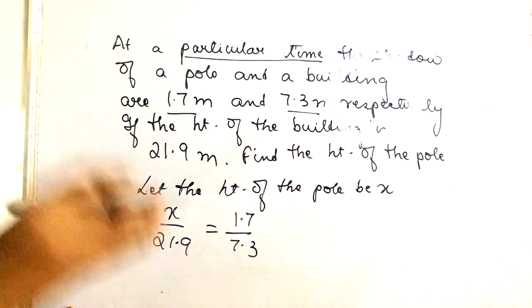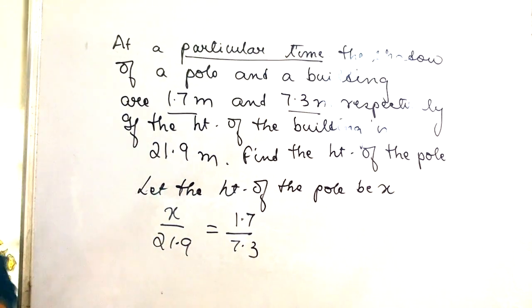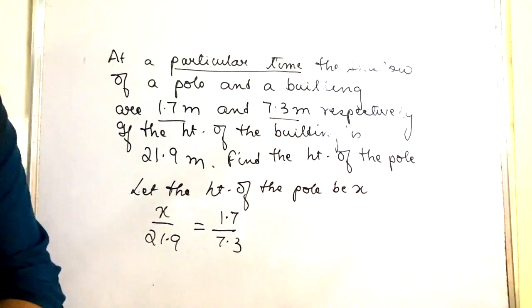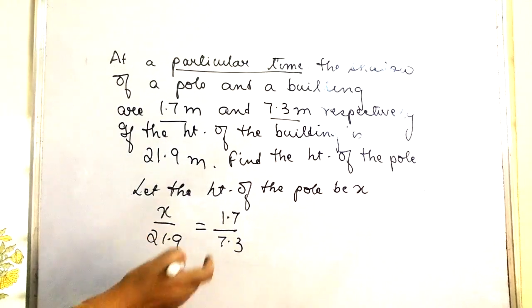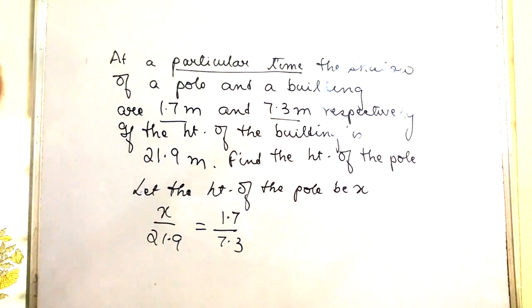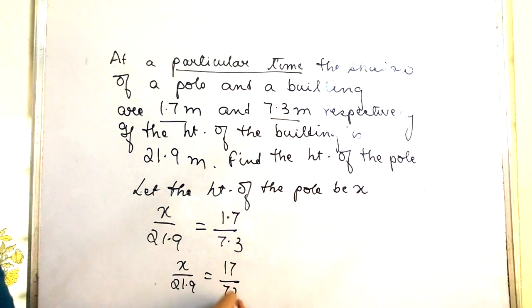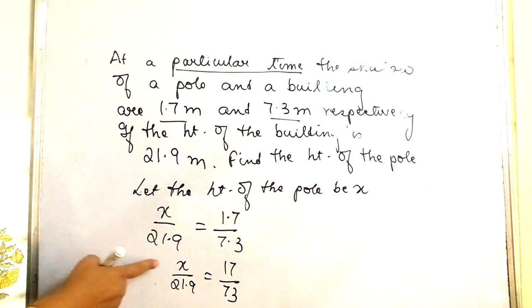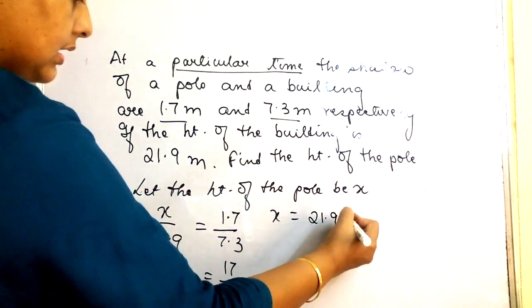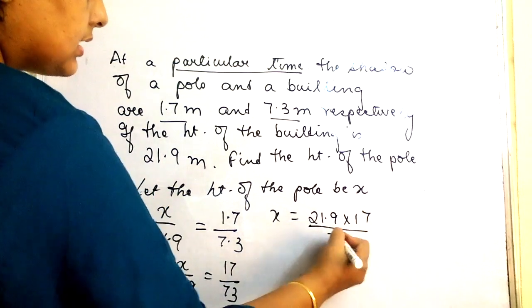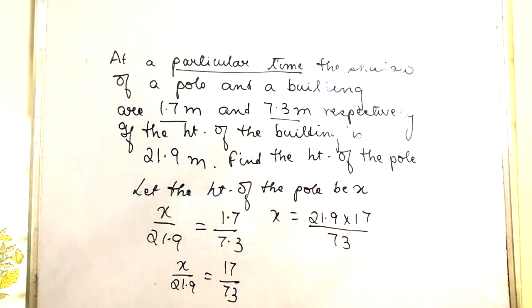Now whenever I have to do a sum like this, I will simply multiply with a 10 so that I can remove the point. So x by 21.9 is 17 by 73. Okay, now once I do 17 by 73, I can take x is equal to 21.9 into 17 by 73.